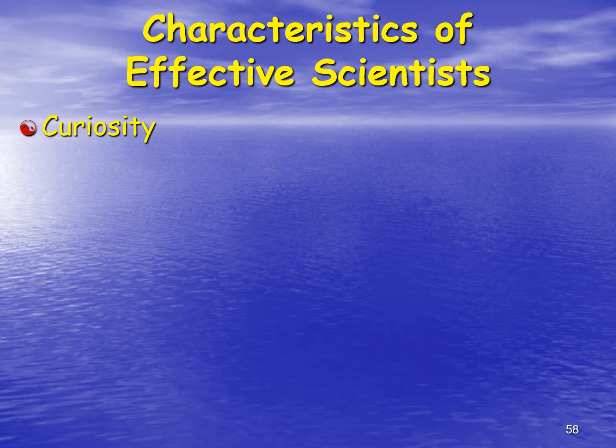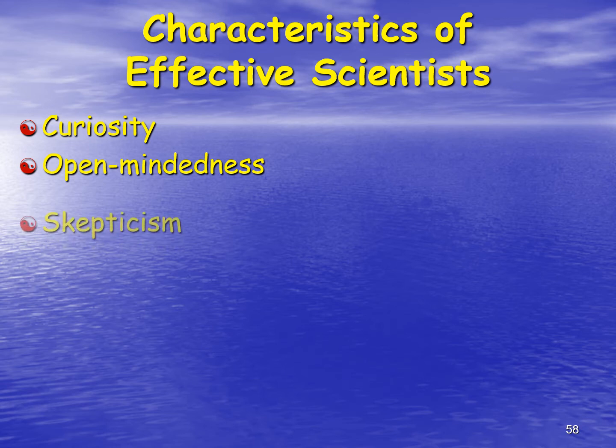So, what are the characteristics of effective scientists? And in medicine, that's what we are, is scientists. First of all, we have to have a curiosity. As a clinician, I'm curious as to what's causing the disease in my patient. I have to be open-minded. I can't just say, well, it's this and that's all that it can be. Have to think outside the box sometimes.